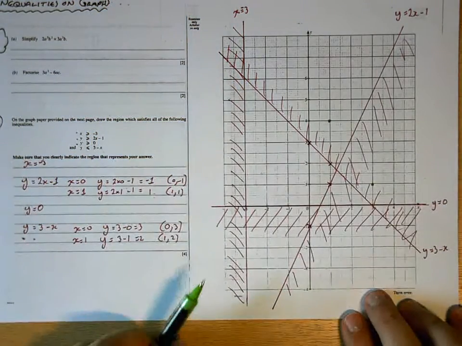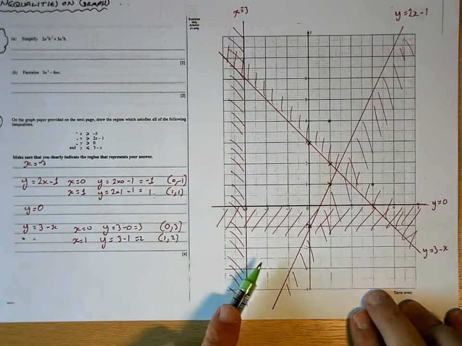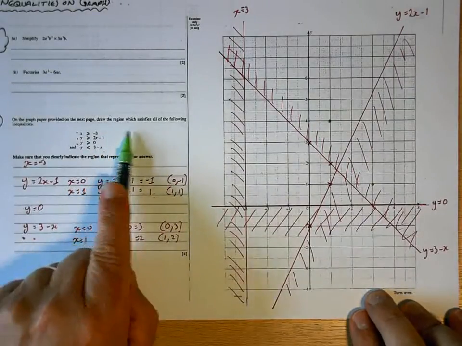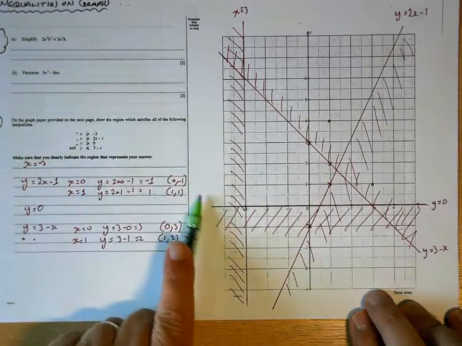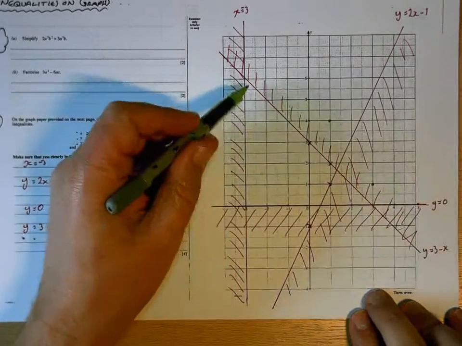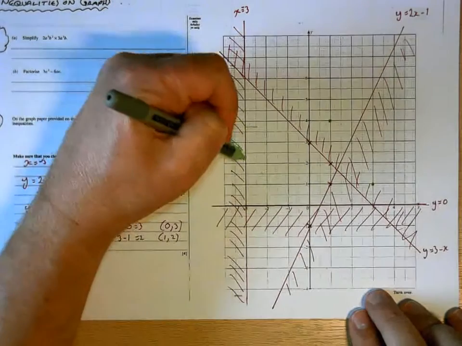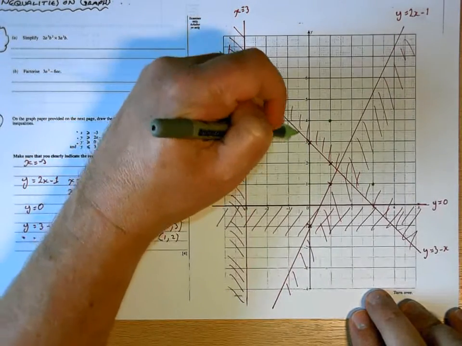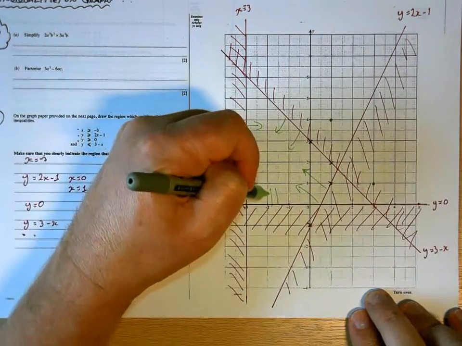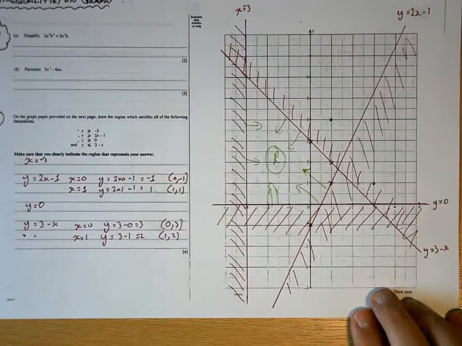Okay? So that is the state of play. What we have to do is show clearly the region that satisfies all of those. So we've hatched out the bits that don't satisfy it. So the bit that does satisfy it is inside this shape here. Everything that's in there, any point in there, satisfies all of those inequalities.